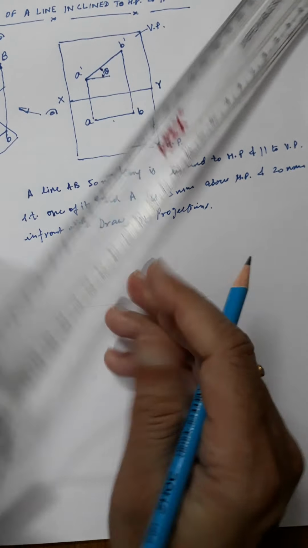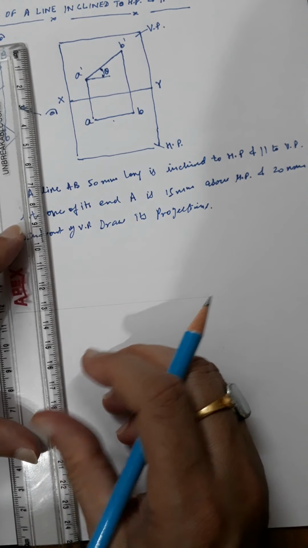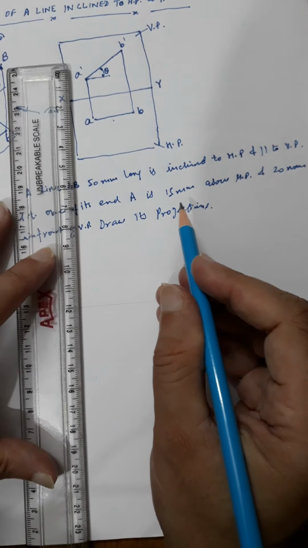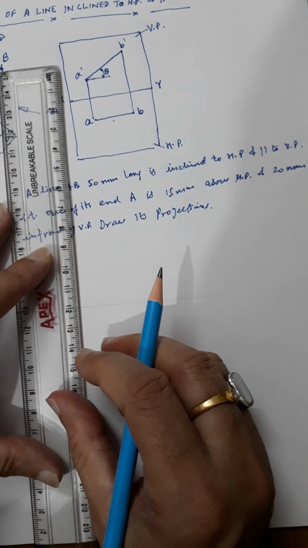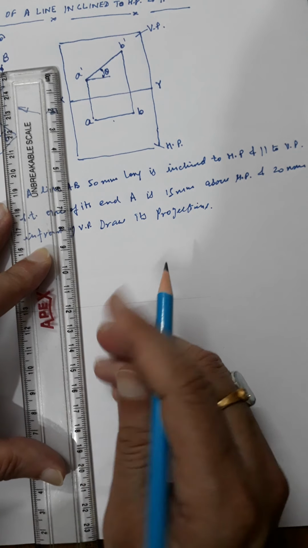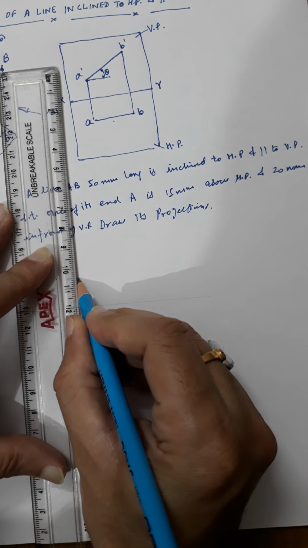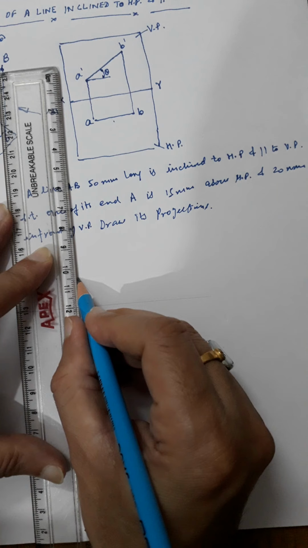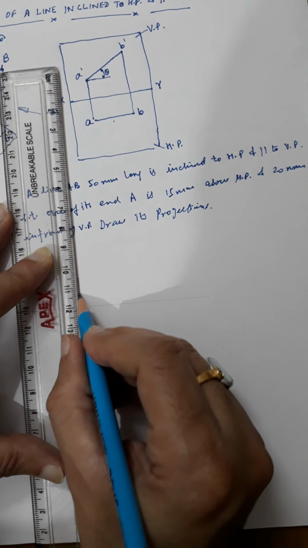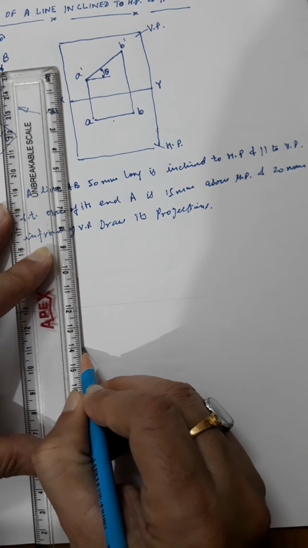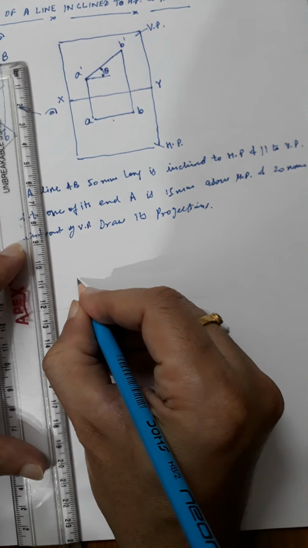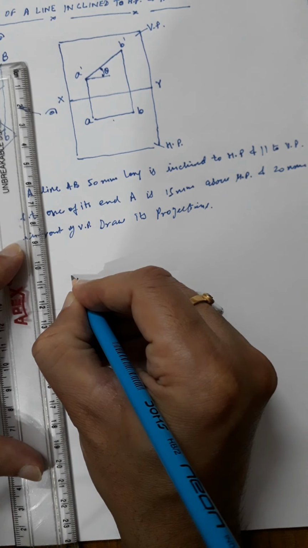Now you have to mark point A first, and A is 15 mm above HP and 20 mm in front of VP. So the above-HP distance will be in the front view and the in-front distance will be in the top view. So 15 mm above HP, I will take 15 mm above XY. So this is 15 mm. You mark it A dash.